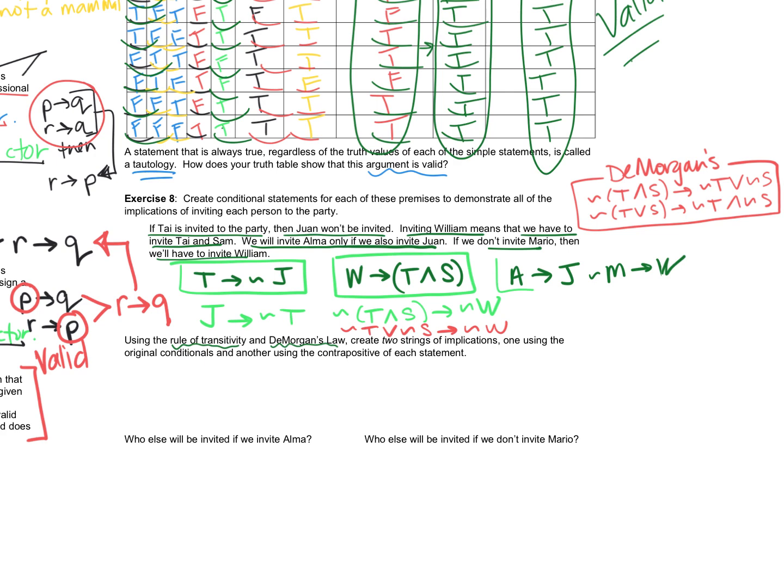Then we have A implies J. That would mean not J implies not A. And the last one, we'll have that not inviting William implies that Mario was invited. Okay, so we're going to match up some of these to get a long string of implications. So it says one using the original conditionals and another using the contrapositives of each statement. So let's see what we can match up.